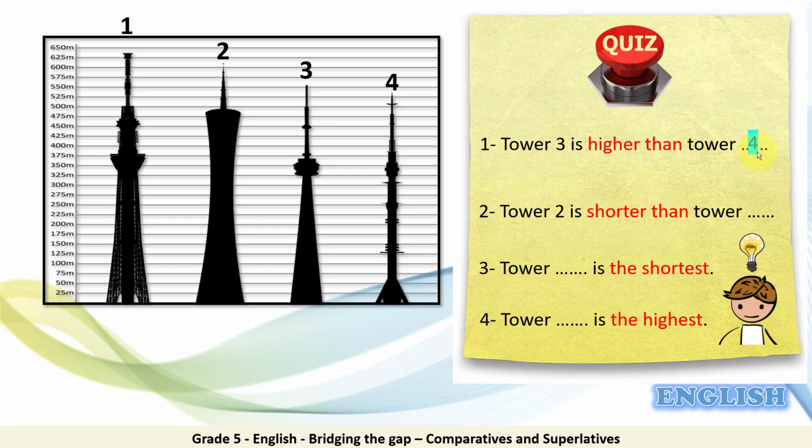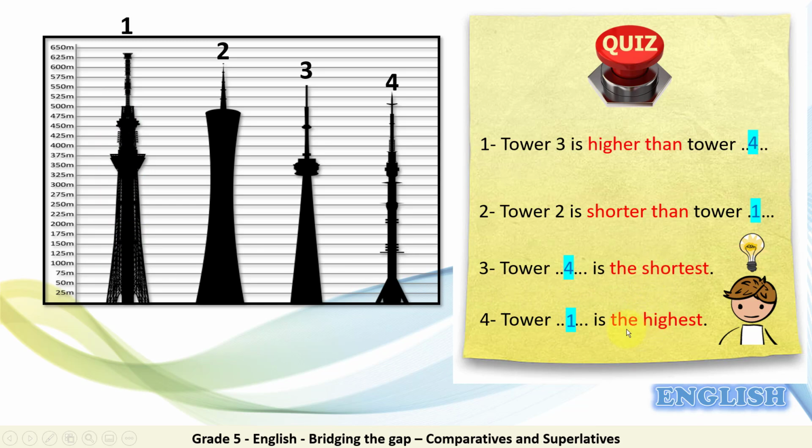Have you finished? Okay, check your answers with me. 2. Tower 2 is shorter than tower blank. The answer is excellent, tower 1. 3. Tower blank is the shortest. And shortest means shorter than all. Good. Tower 4 is the shortest. Number 4. Tower blank is the highest. And highest means higher than all. So the answer is excellent, tower 1.